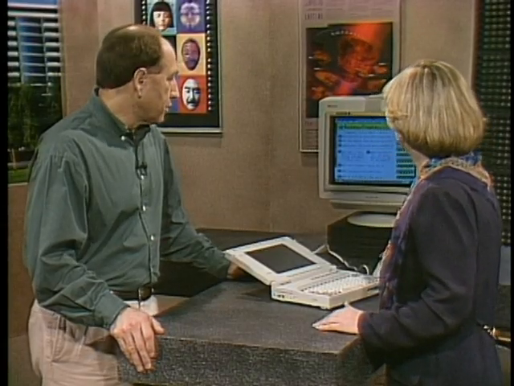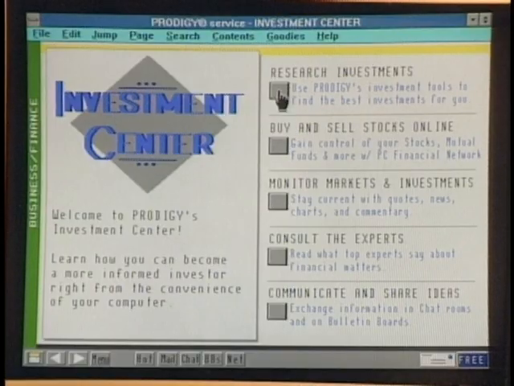Right. With any company that you're looking into, you want to get the most complete picture possible and the most up-to-date picture. So what you want to do is head over to the Investment Center right away on Prodigy. So you have something on Prodigy called the Investment Center. Yes, we do. It keeps track of all of the stocks that you're looking at in your own personal portfolio.